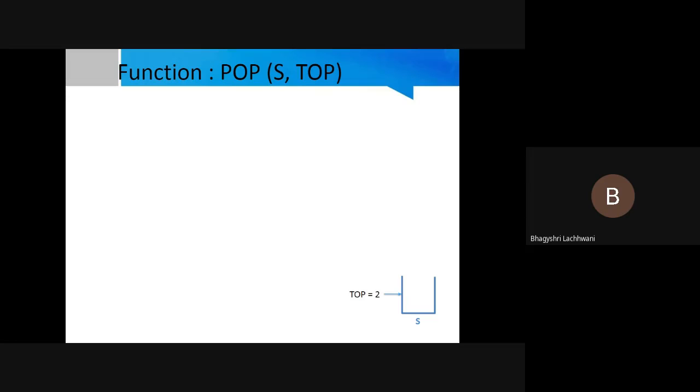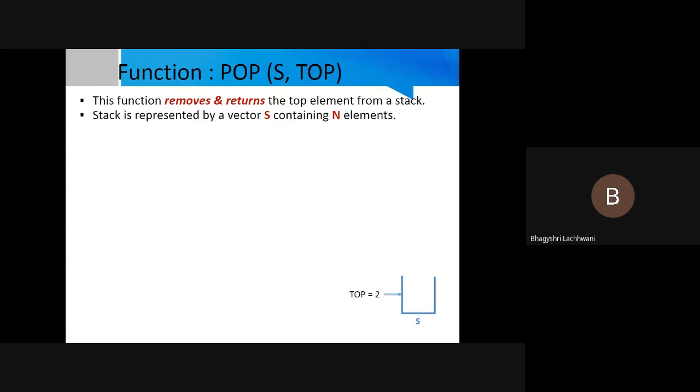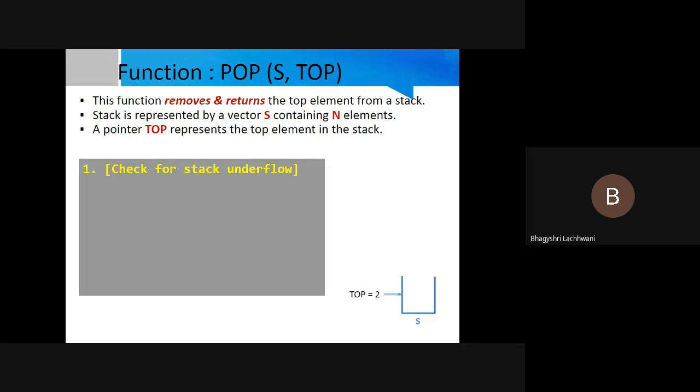Okay. So first of all, basically this function removes and returns the top element from the stack. It is only allowed the top element of the stack that you have to remove. The stack is represented by vector S and it contains n number of elements. A pointer top represents the top element in the stack. Now we will see the algorithm.